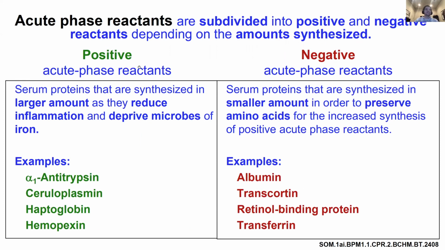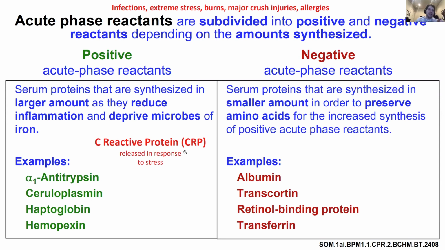I forget who did this lecture, if it was Dr. Mpadi or Dr. Trotz, but these acute phase reactants happen when you have some sort of insult to the body, some sort of infection, burn injury, stuff like that. The green ones are going to be made in higher priority because they help with fighting off the infection. The ones in red are going to be downregulated so that you can make more of the green ones.